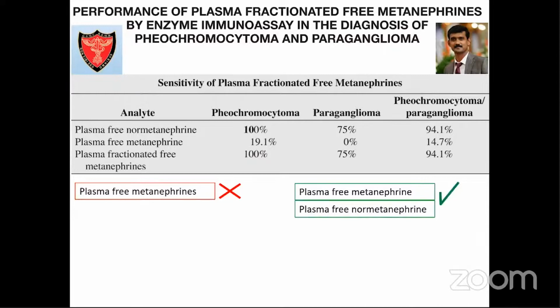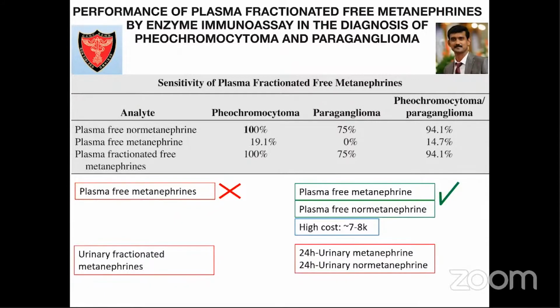Even if you want to have both, individually write plasma-free metanephrine and plasma-free normetanephrine, so that you not only have a diagnosis of pheochromocytoma, but whenever you have a diagnosis of pheochromocytoma, you can get to know which cluster of PPGL you're dealing with. Similarly, but it is a bit higher cost, maybe around 7 to 8K to obtain both of these things.